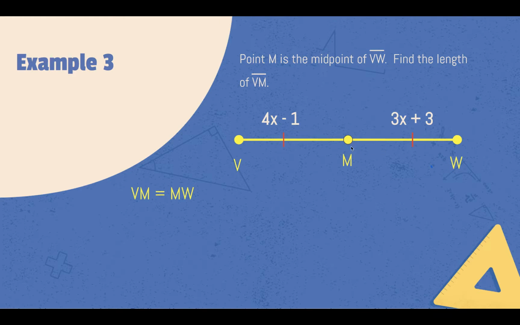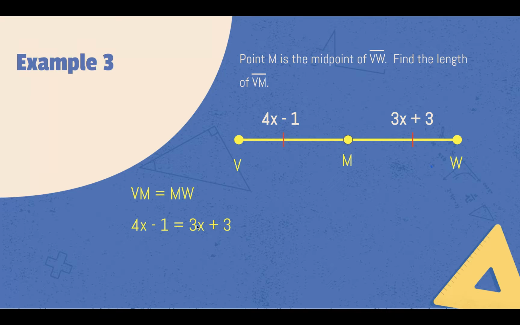How do we know that? Because M is the midpoint, okay? And then we just substitute in the values. Okay, VM, the value for that is 4x minus 1. And then MW, the value for that is just 3x plus 3. And now it's just a straight algebraic problem, right? We want to just isolate the x on one side of the equation.